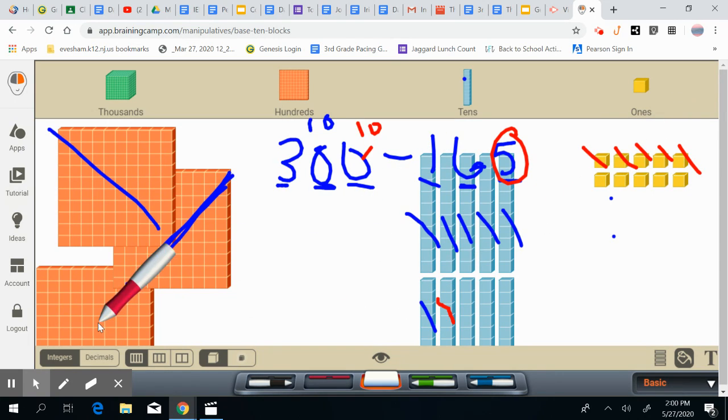Now I count my hundreds, count my tens, count my ones, and write that as a number. How many hundreds do I have? 1. How many tens do I have? 1, 2, 3. So I'll write 3, because 130. And then how many ones? 1, 2, 3, 4, 5. So boys and girls, my answer is 135.